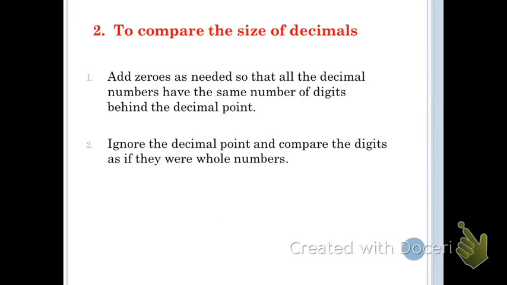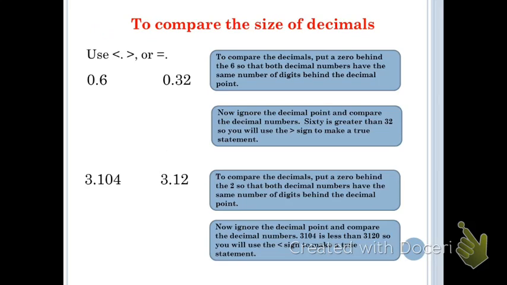To compare the size of decimals, 1. Add zeros as needed so that all the decimal numbers have the same number of digits behind the decimal point. 2. Ignore the decimal point and compare the digits as if they were whole numbers. Use less than, greater than, or equal to compare the size of decimals.